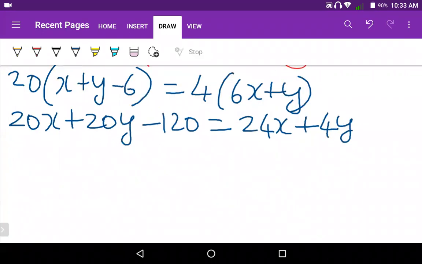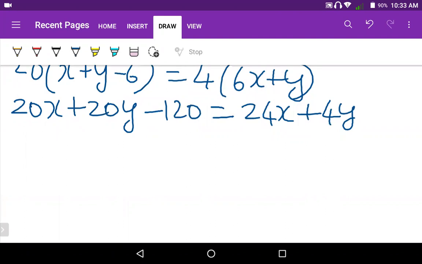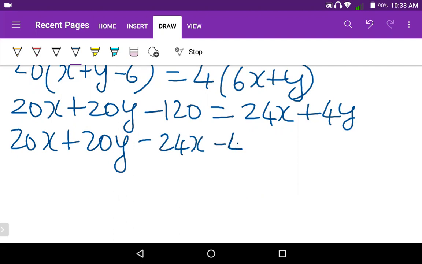Okay. Now, let us simplify this. X and y onto one side. Just, there's still some confusion. Do it slowly. There's no hurry. Do it slowly and then tell me the answer. Okay. Now, 20x plus 20y. I'm going to get this x and y to the other side. Minus 24x minus 4y is equal to 120. I've got 120 to the other side.